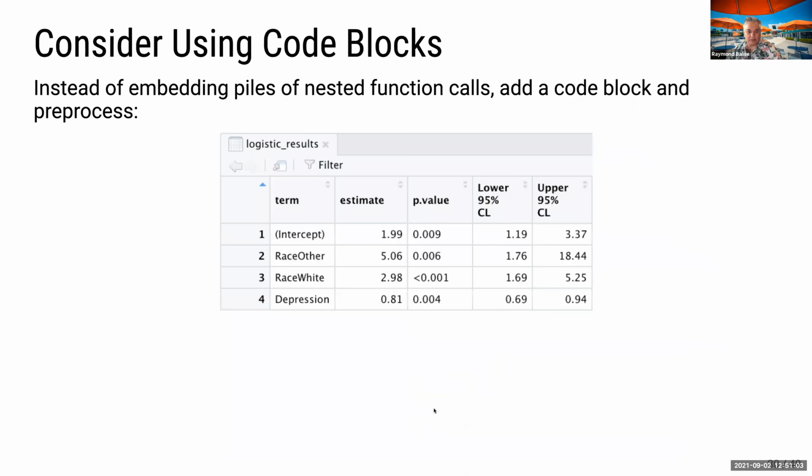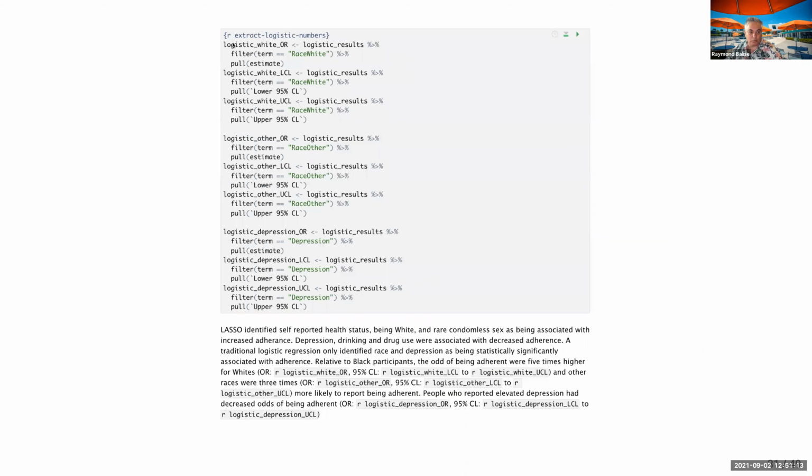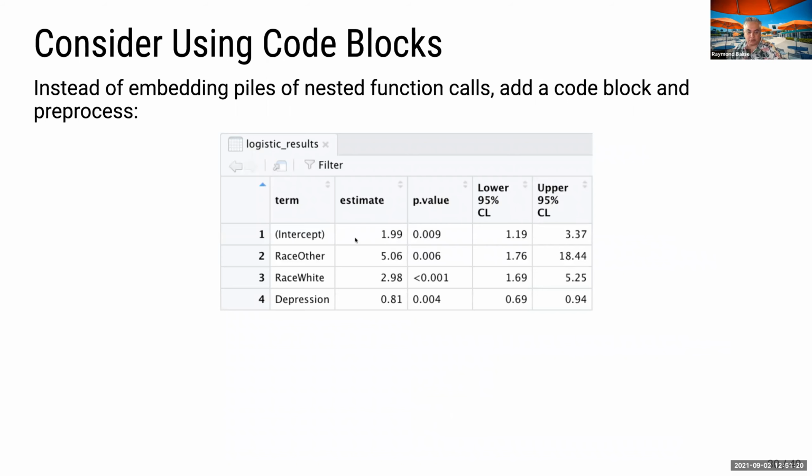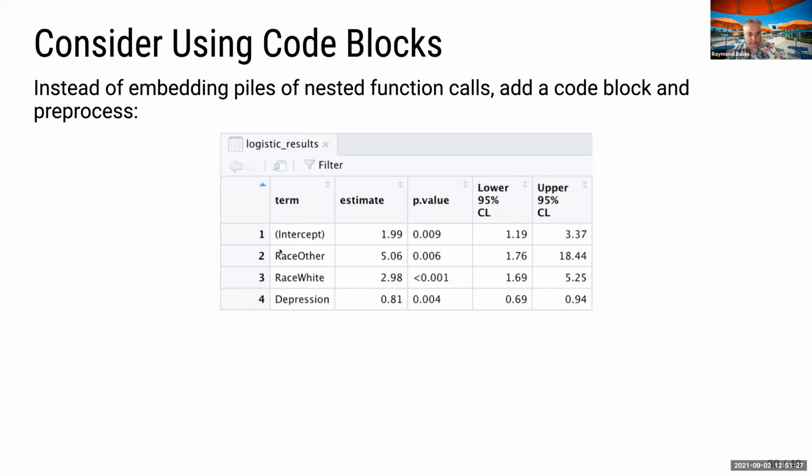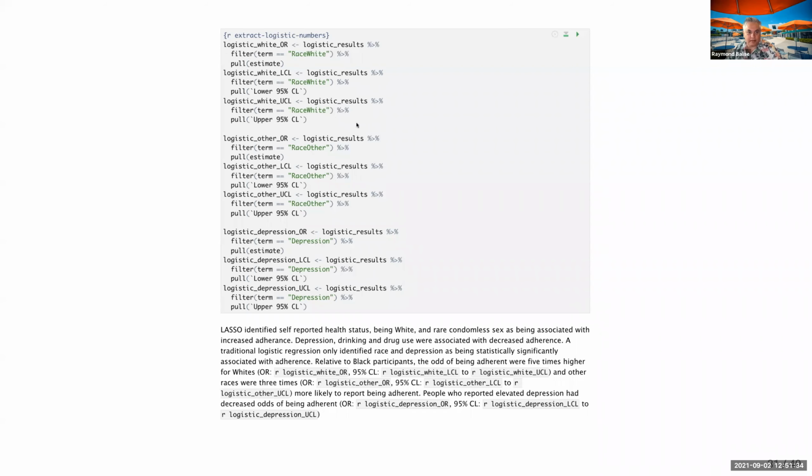But the way I do this now is, here's another example from the paper, another table where I want to include values in the body of my paper. I'll put a code block and I'll do the pre-processing first. So this is take that logistic results table, go to the race is equal to white and pull the estimate. So race is white, pull the estimate. That's going to grab this number. That number will be sitting in logistic white OR.